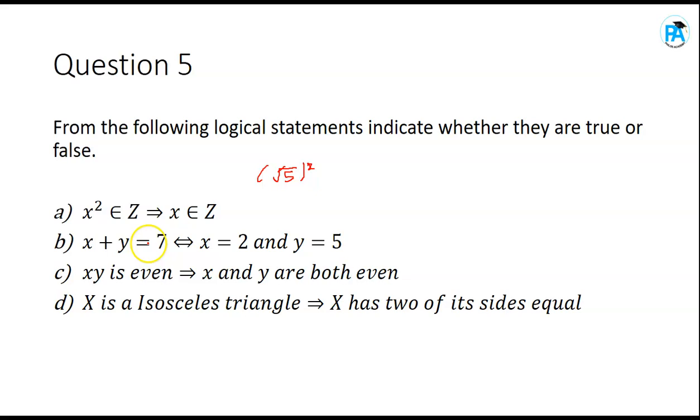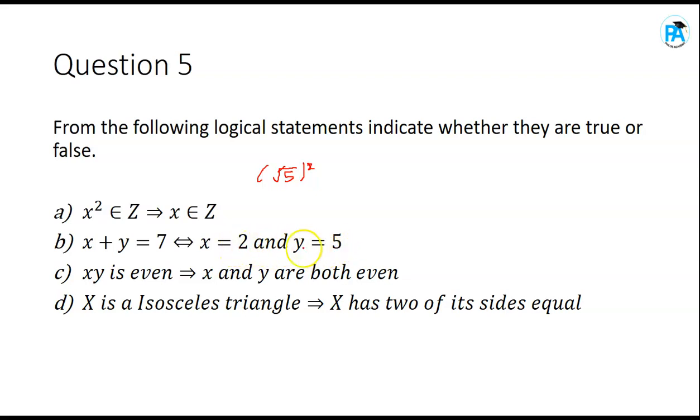So it's not always true. Then let's take the second one. x + y = 7 implies x = 2 and y = 5, and this also implies x + y = 7. Is that true? Look at the symbol I've used here. Equivalence. Is it always true that when x + y = 7, then x must be 2 and y must be 5?